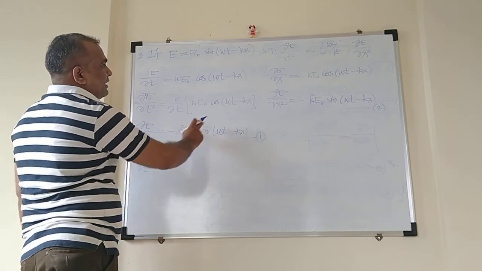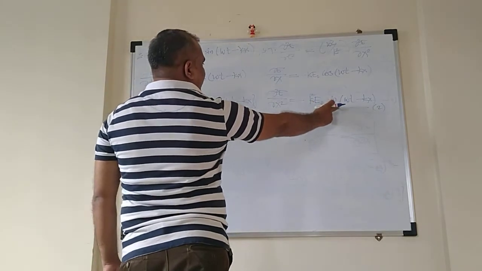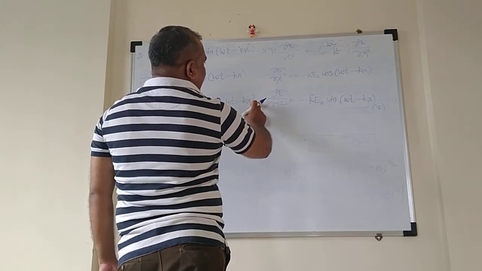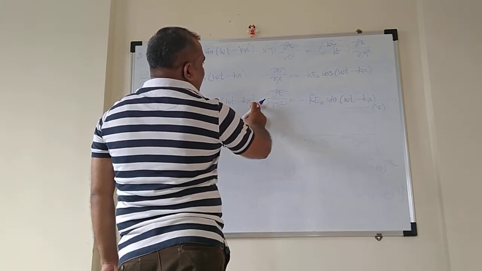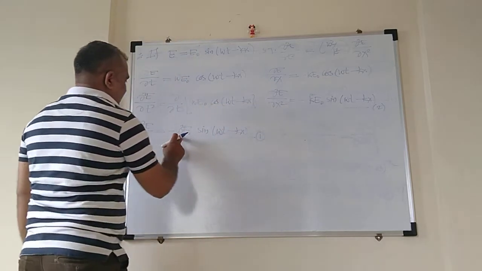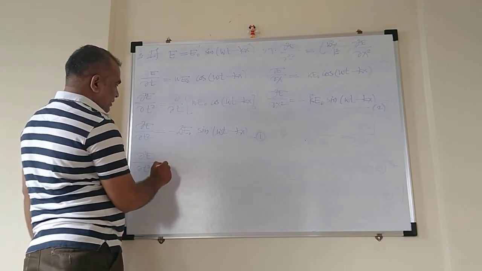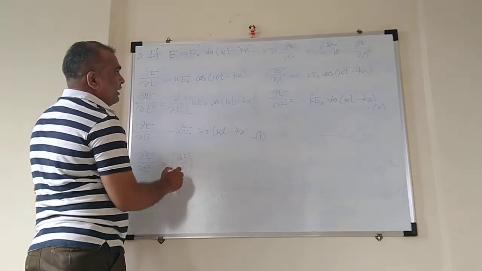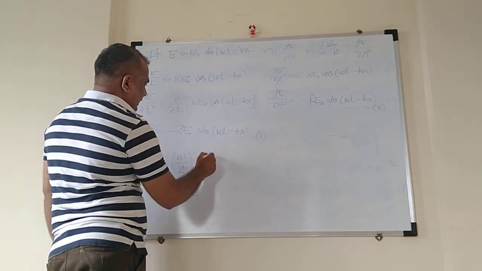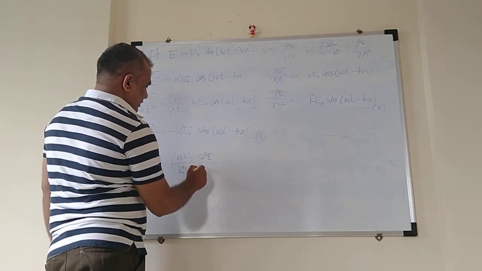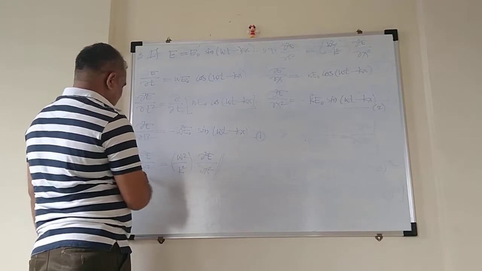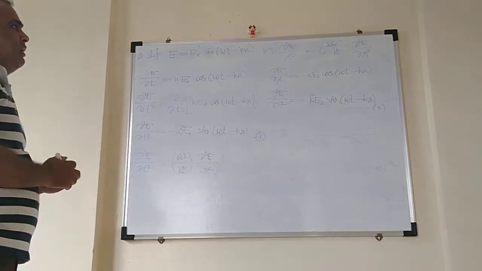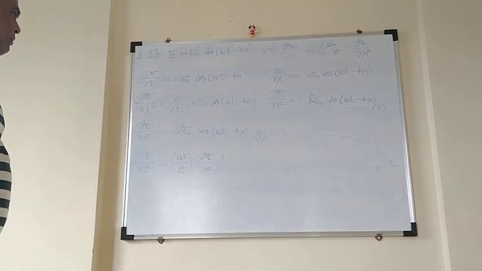For sine of kx, you can write minus 1 upon k² E naught. E naught gets cancelled and minus minus will become plus, so this is equals to ω²/k² into ∂²E/∂x², which is proved. Fine. Hope you understood this problem also.